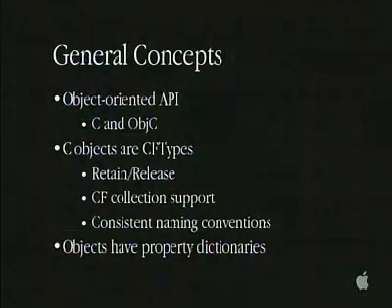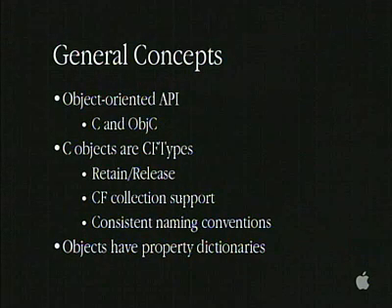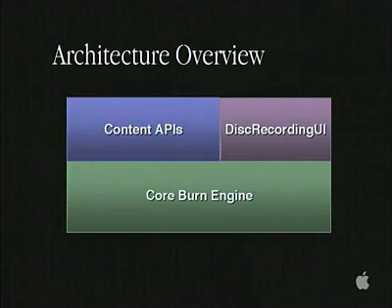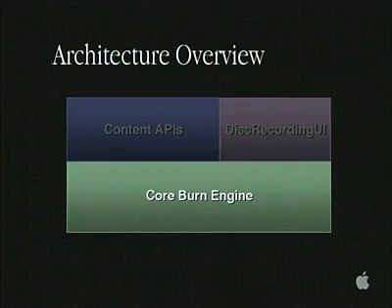And then all the objects also have property dictionaries. So in general, rather than adding API calls for every little thing you can do, we have a property dictionary. And you take the property dictionary, you specify whatever properties you want on that object, and that's how you control its behavior. So here's the block diagram. The first thing we're going to zoom in on is the core engine.